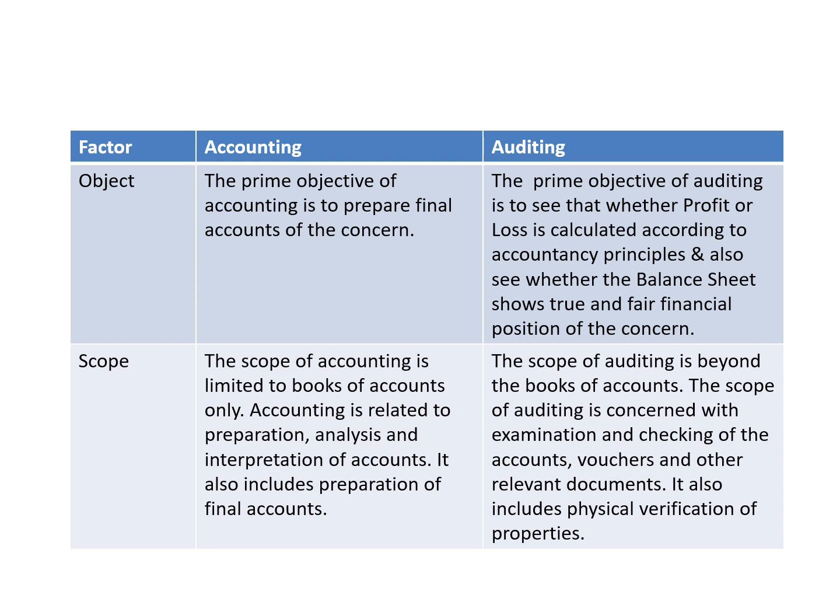The prime objective of auditing is to see whether profit or loss is calculated according to accounting principles. Accounting is to be done as per the principles. The accountancy principles include four facts. One is accounting concepts, second one is accounting principles, third one is accounting system, and fourth accounting standards.